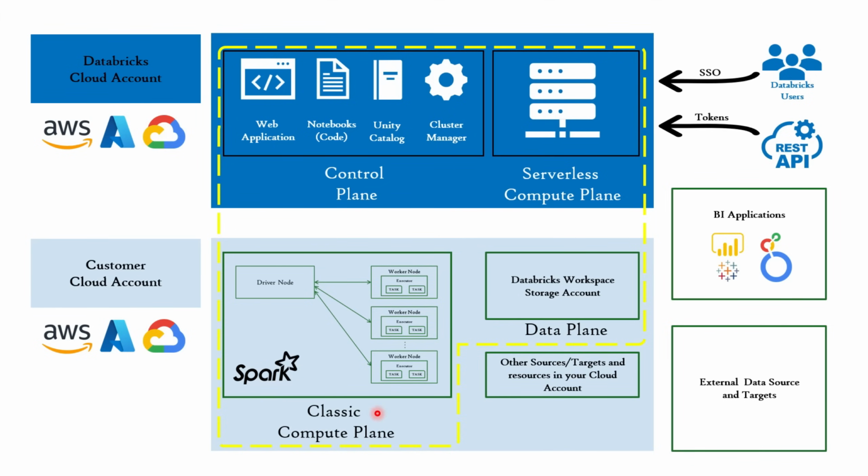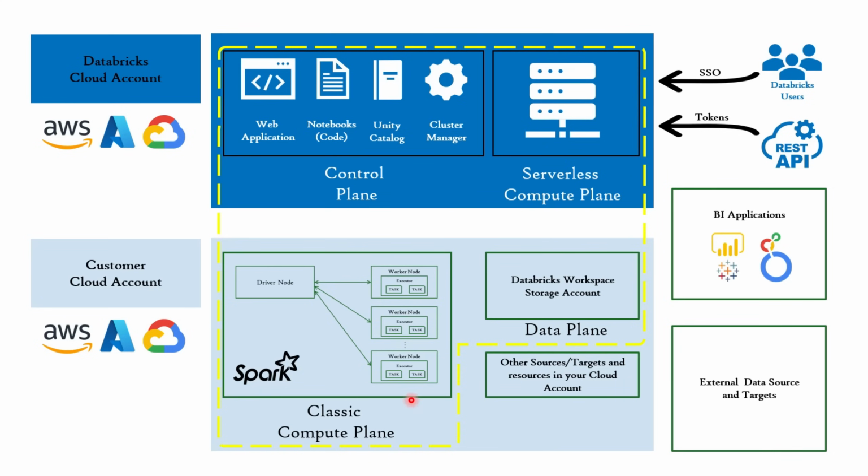The compute plane is where your data is processed, and there are two types of compute planes, serverless and classic. In the case of serverless compute, Databricks maintains a set of pre-booted compute nodes within their own cloud account. A subset of these nodes can be allocated to you for your data processing needs. Since these nodes are readily available, this setup significantly improves cluster startup times.